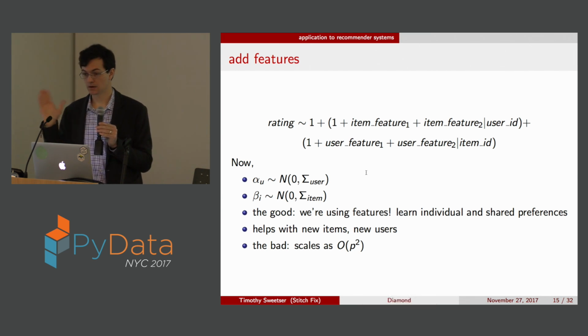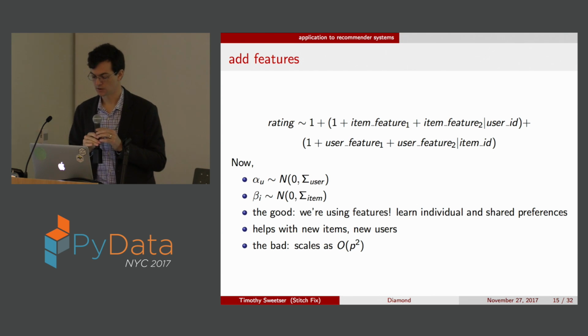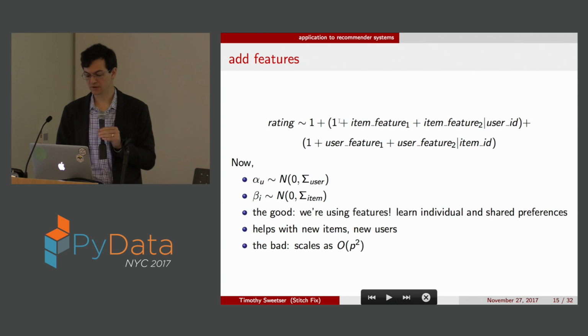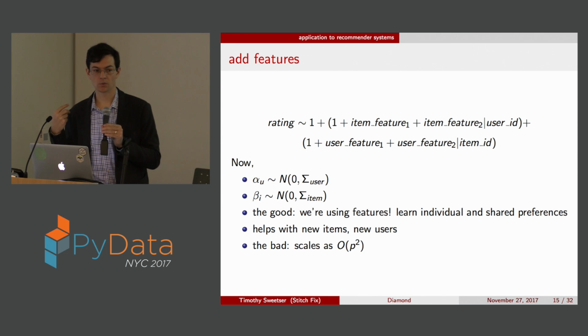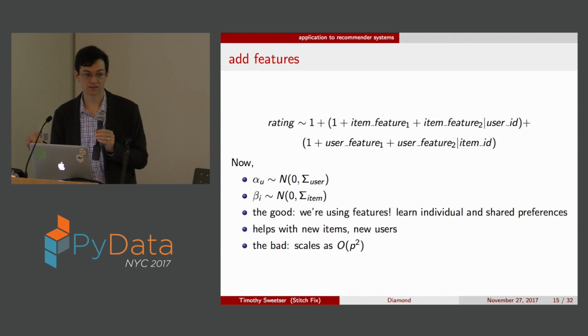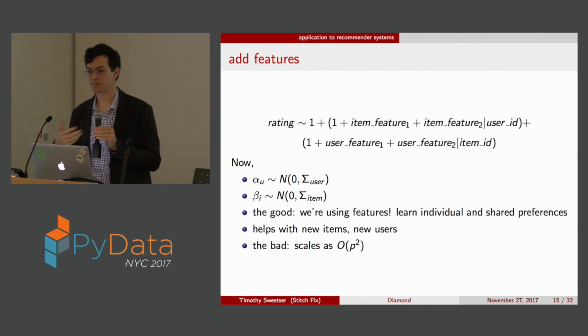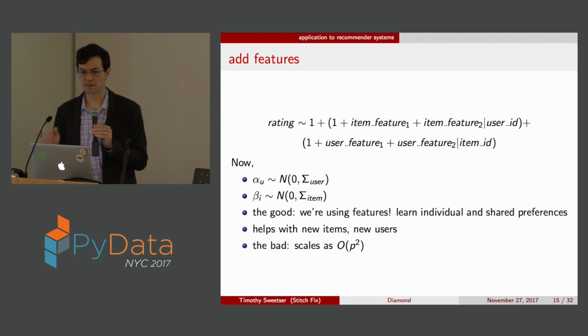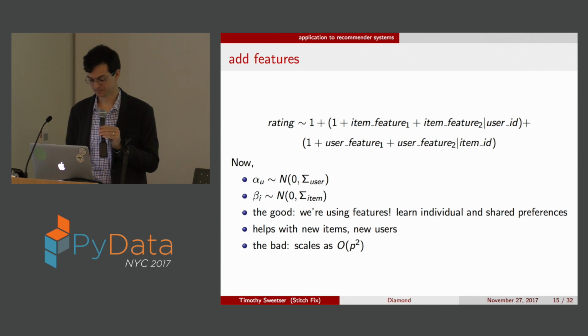Using features is great. It allows us to learn the preferences I just mentioned. It also helps with the cold start problem for new items and new users. Unfortunately, if we have 3 features in here, an intercept and then 2 item features, we have to learn a 3x3 covariance matrix. In general, if we had p features, we would need to learn a p by p covariance matrix, which scales as p squared. So that is not so good.